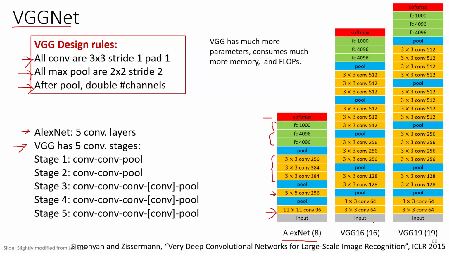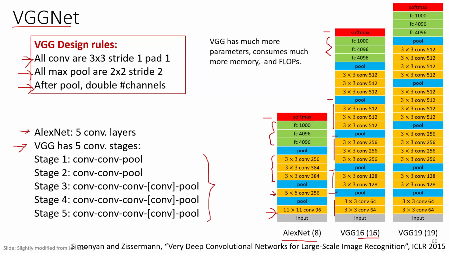So VGG16 has 16 layers. That's why it's called VGG16. You can see convolutional stages: two 3 by 3 convolutions and a pool, two 3 by 3 convolutions and a pool, three 3 by 3 convolutions and a pool, three 3 by 3 convolutions and a pool, like that. And then, of course, the fully connected layers and the softmax remain. Softmax is required because the ImageNet large scale visual recognition challenge had 1000 classes. So you can see its configuration.